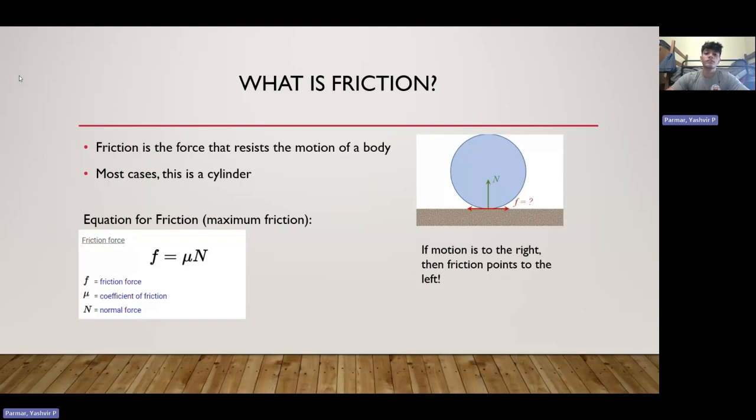The equation of friction, aka the maximum friction, is the friction force equals the coefficient of friction mu times the normal force N. And if you can see on the diagram on the right, if for example the motion points to the right, so the velocity, and this is my right, then the friction will point to my left, and vice versa. If the motion is to my left, friction will act to my right.